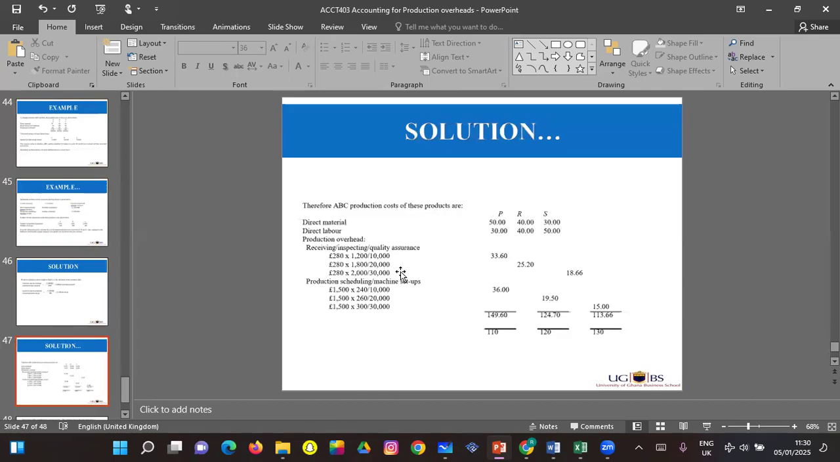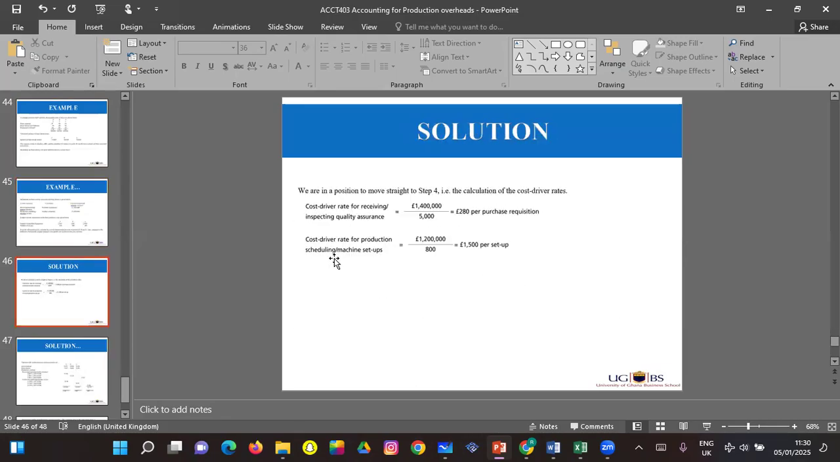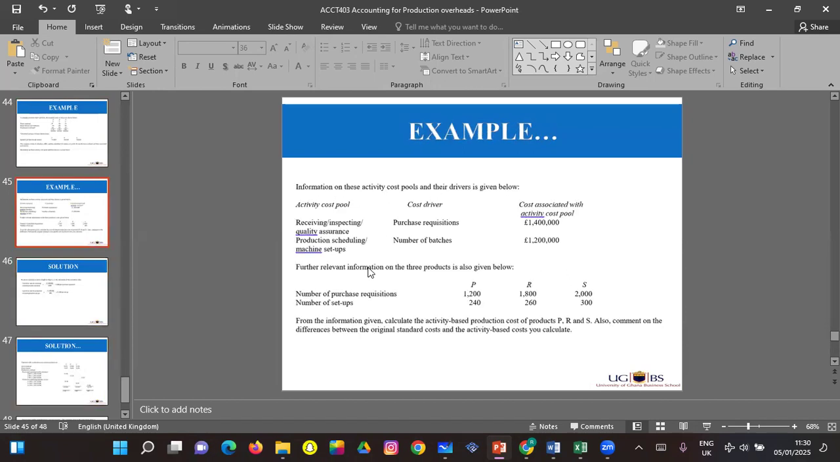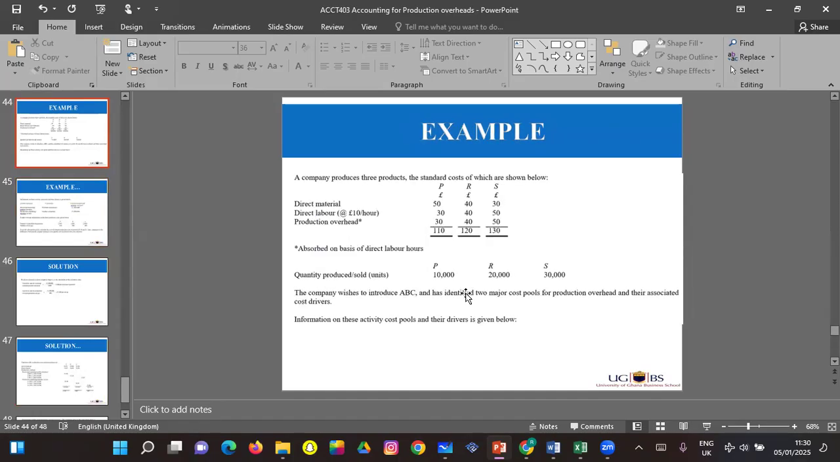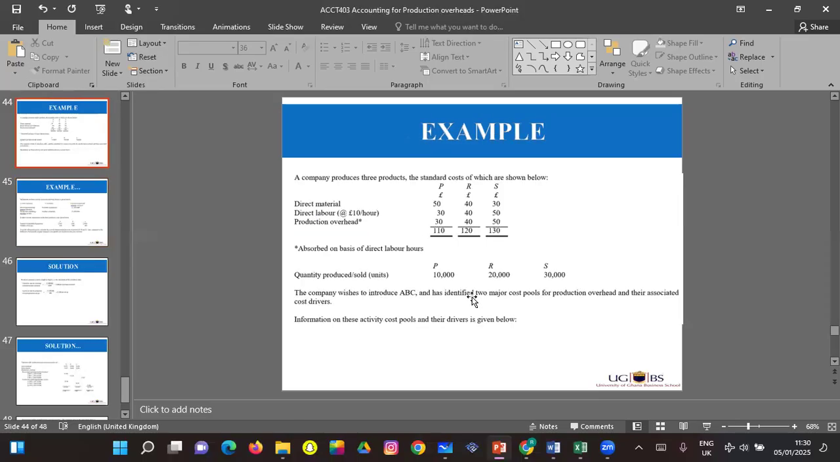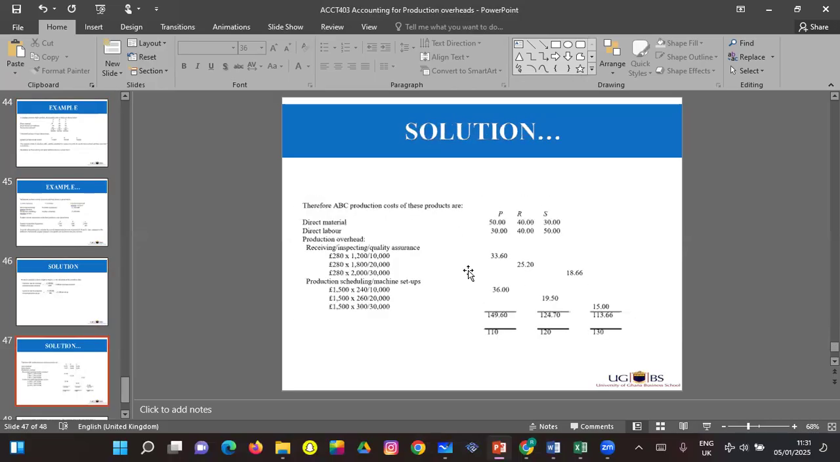So receiving and inspection quality, right? It is going to be the CDR rate times each of the distance. So CDR rate times this divided by the quantity of units produced by product P. So if doing for P, you are going to do the CDR rate times 1,200 over 10,000. Then you get for product P.